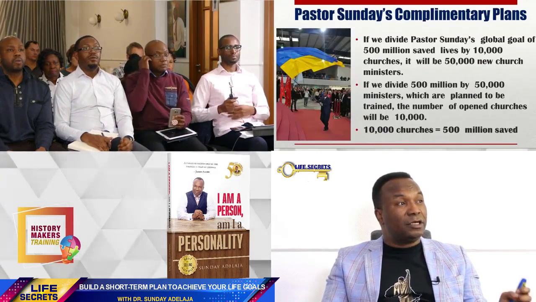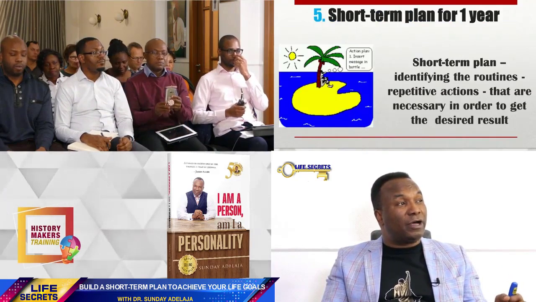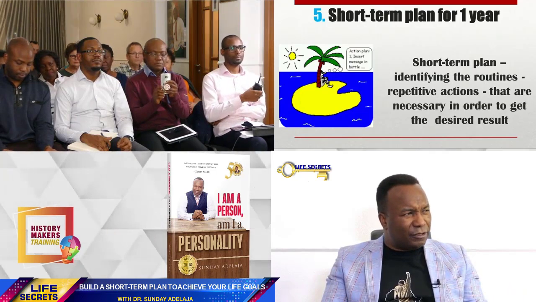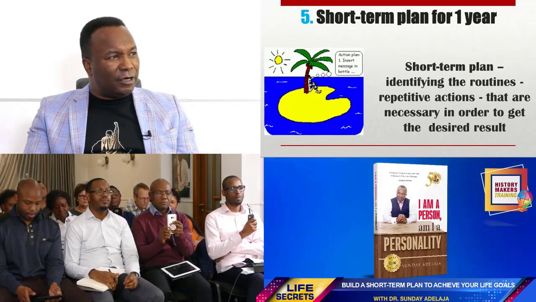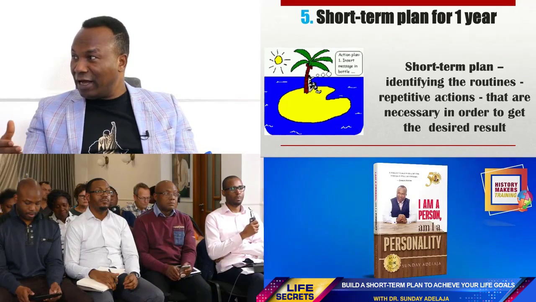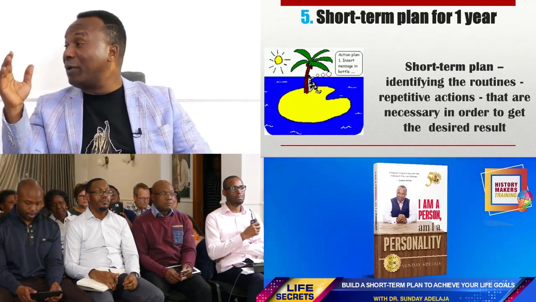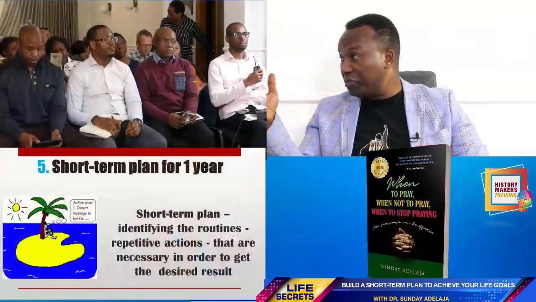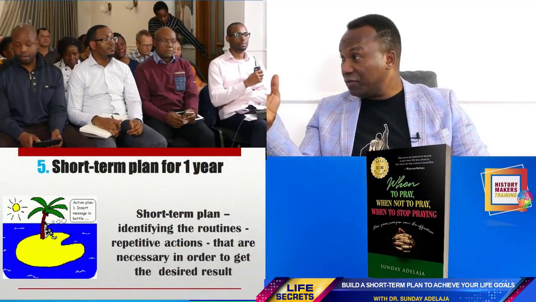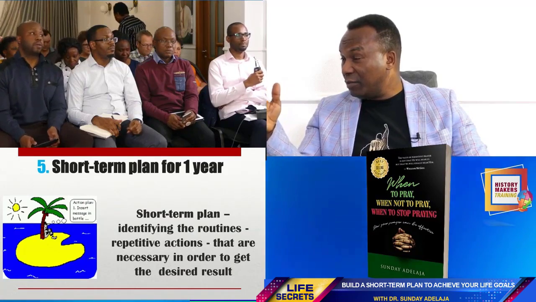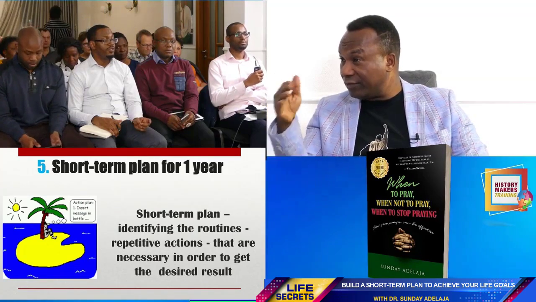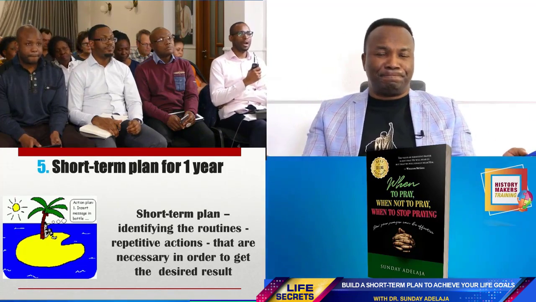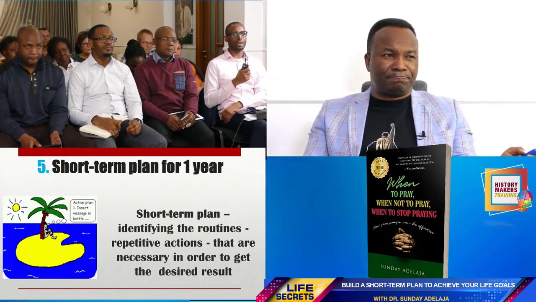Okay, so here we start. Short-term plan for 1 year. And then after that, 1 year short-term plan. Short-term plan is always 1 year. Intermediate plan, or mid-term plan, could be 5 to 10 years. But long-term plan is 10 to 20 years, 25 years. Okay, are we ready? Yeah. Number 5, short-term plan for 1 year.